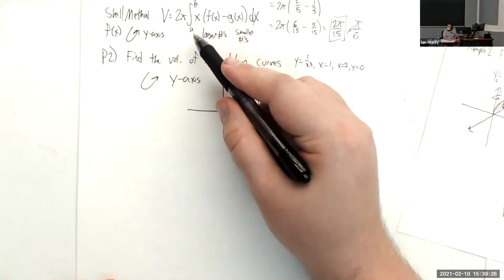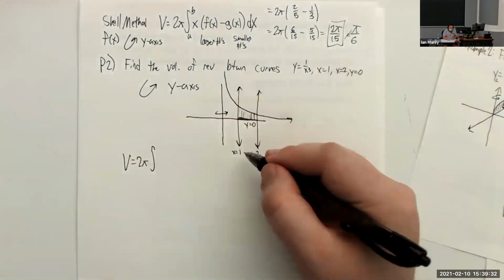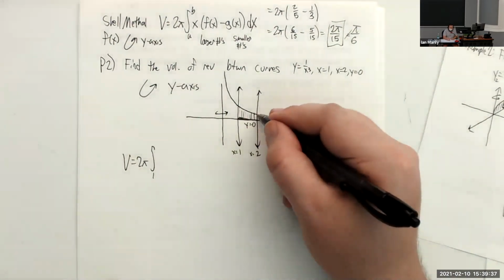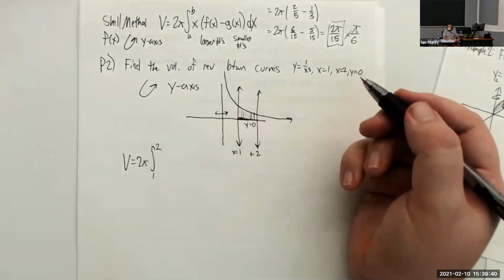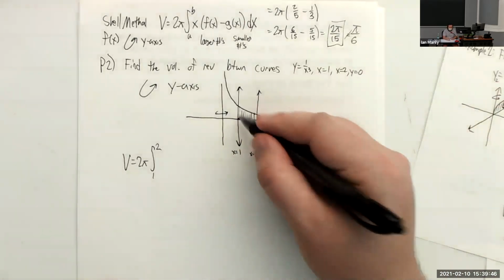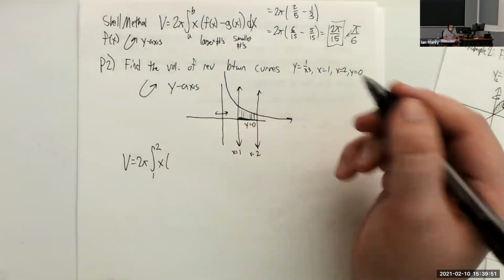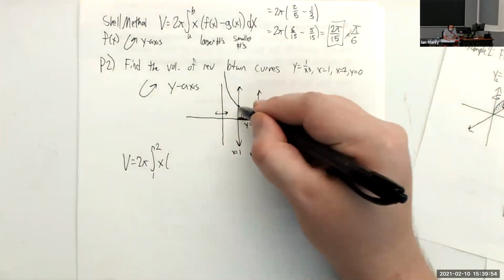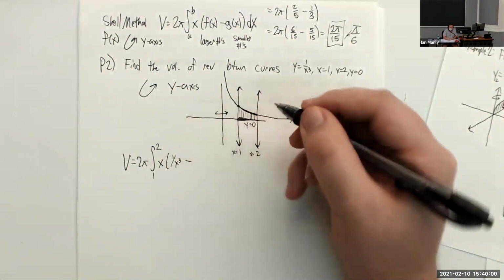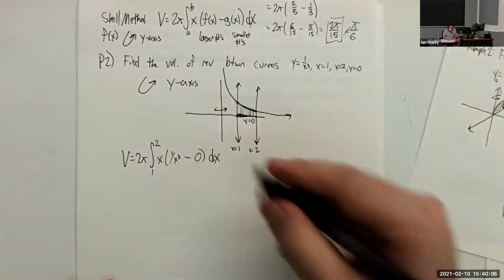All right, so let's go ahead and use our shell formula. So the volume is going to be 2 pi, and then we have our integral. Now, the furthest left we go in our area is x equals 1, and the furthest right we go is x equals 2. So those are going to be the bounds. And this one, we didn't even need to set anything equal to something else. We have our x, which is in there by default. And then it looks like the higher curve here is going to be 1 over x cubed, and the smaller curve is just going to be 0.